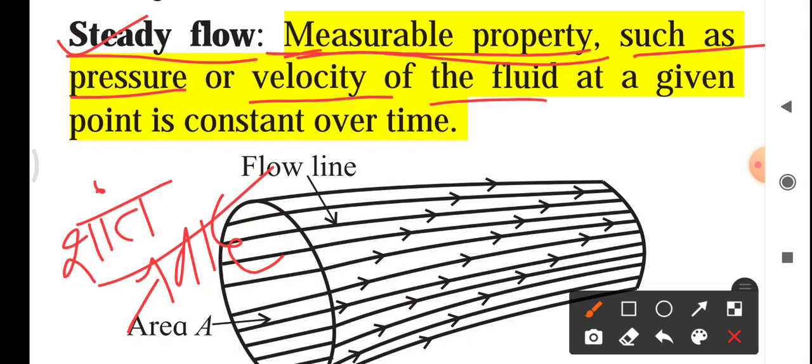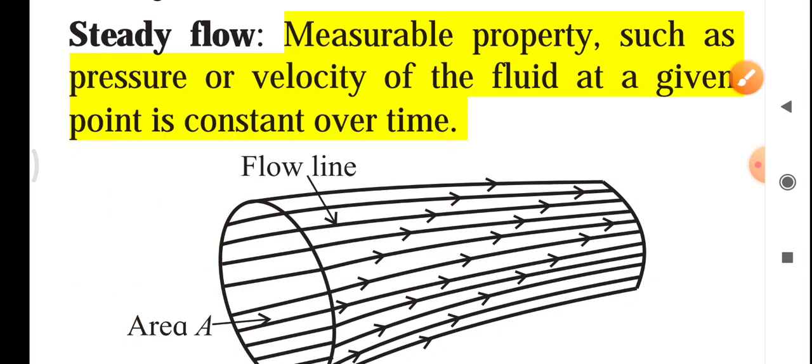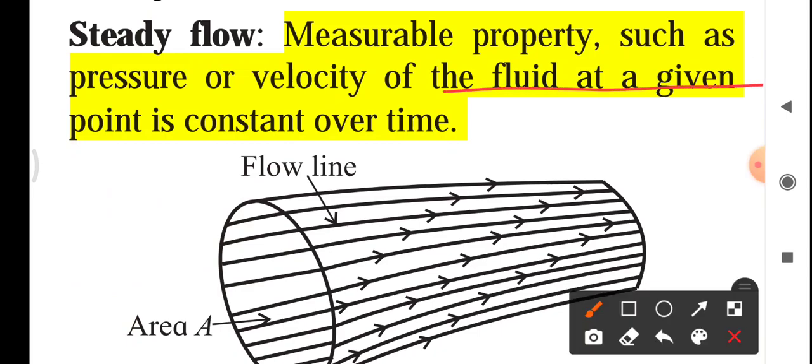Steady flow, which is the measurable property, such as pressure or velocity of the fluid at a given point, is constant over time. The motion of the fluid is constant over time.